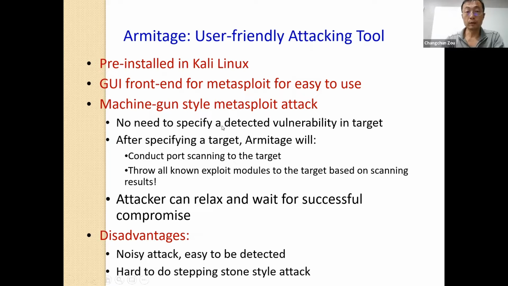So you do not need to specify a detected vulnerability. After you specify the target, Armitage can conduct port scanning on the target, then throw all known exploit modules at the target based on the scanning result. So it's like a machine gun.